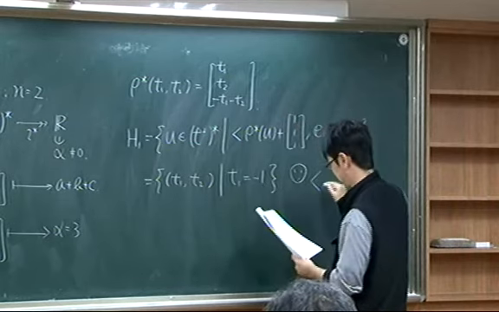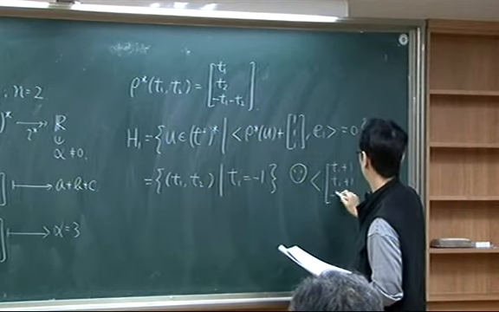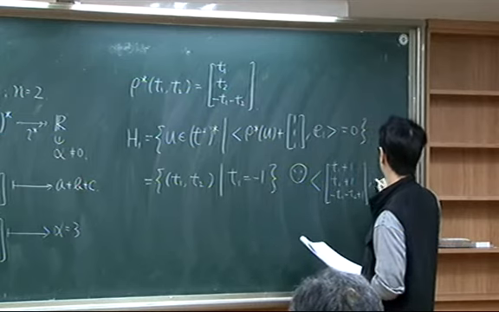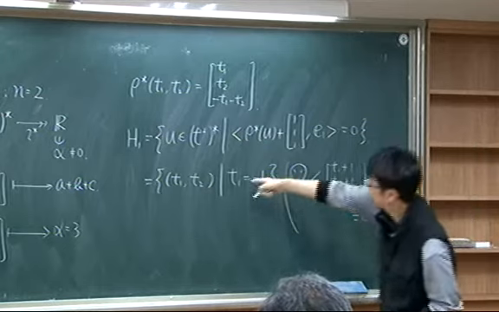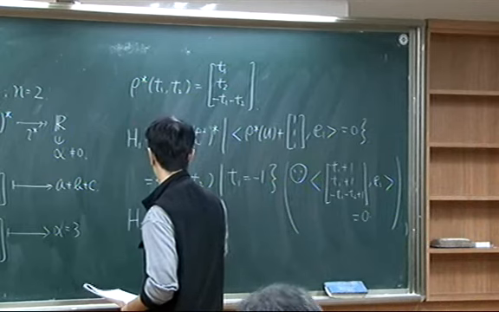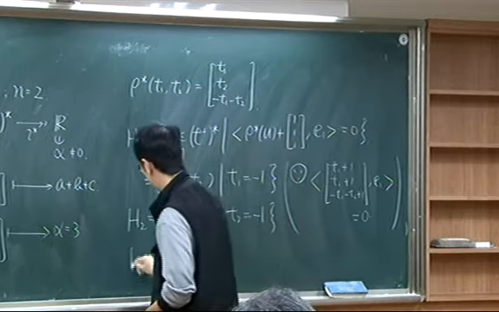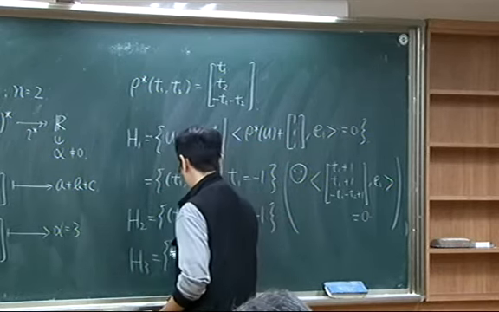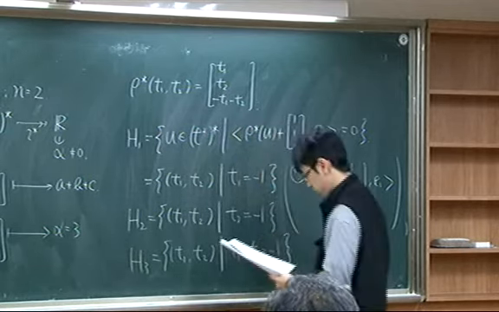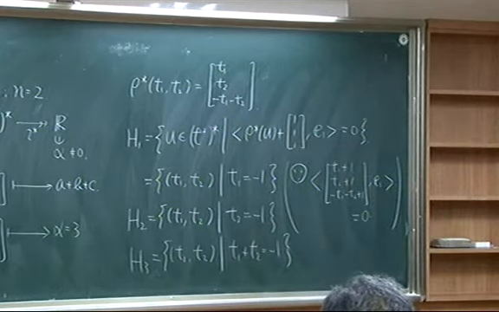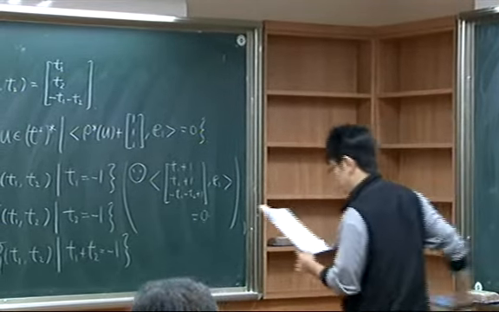So I will write it. This part becomes t_1 plus 1, and H_2 is also with e_1. Yes, right. So this becomes 0, so it must be t_1 plus 1 equals minus 1. So as Professor Sa said, H_2 is the set of (t_1, t_2) where t_2 is minus 1, and H_3 is the set of (t_1, t_2) where t_1 plus t_2 is minus 1. So its hyperplane arrangement is like this.